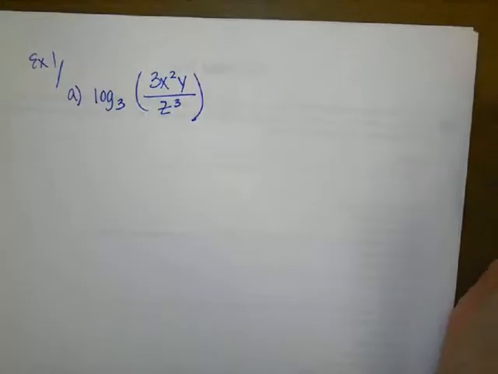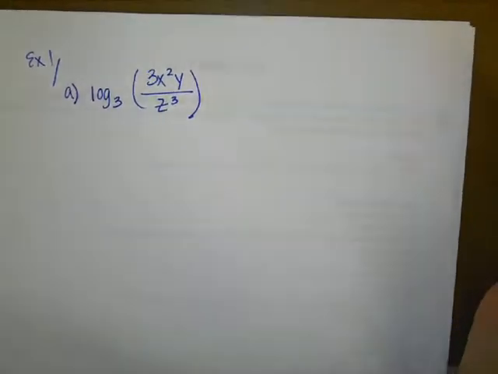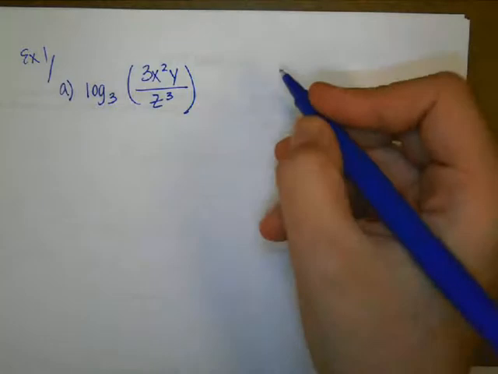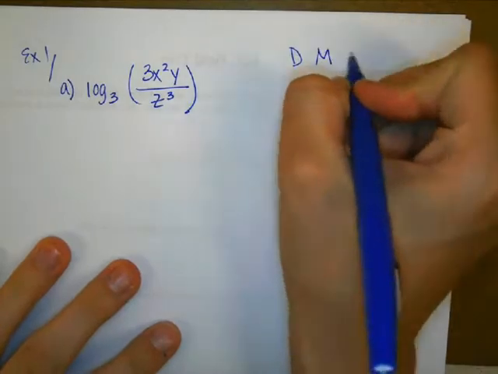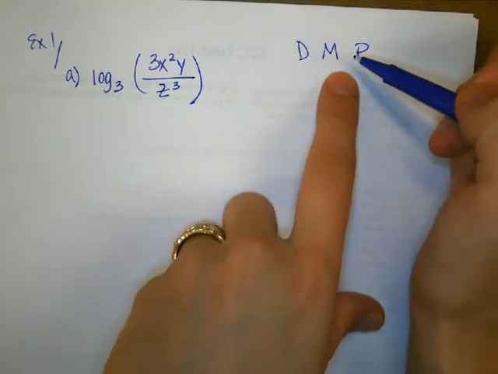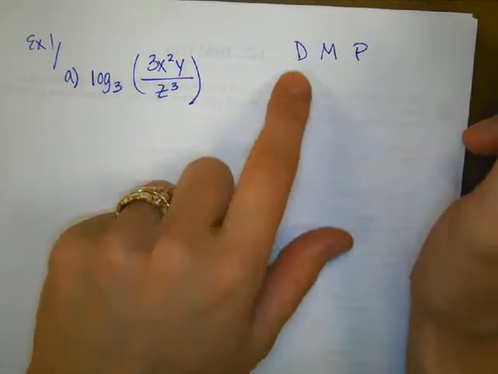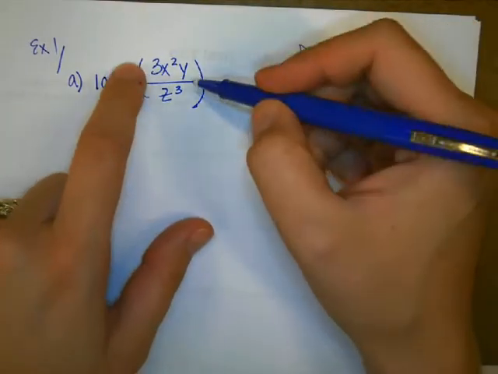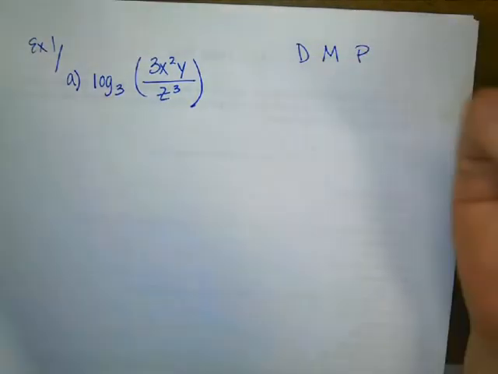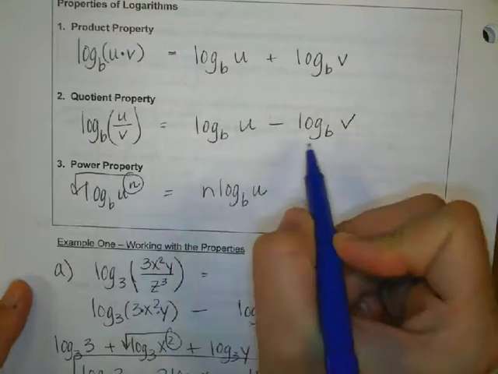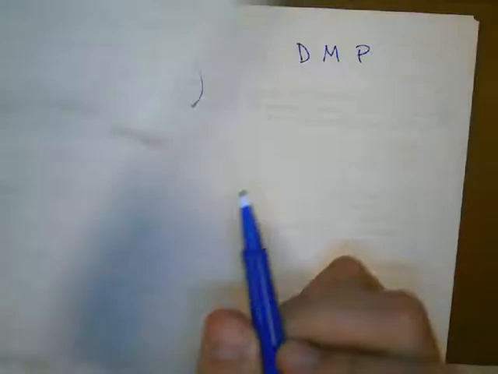And then there is a certain order that you have to follow to make sure that you expand each part of it. So the little acronym that I use is DMP. D stands for division, M stands for multiplication, P stands for power. So the first thing that we're going to do is look for division. We clearly have division between the numerator and the denominator. So we're going to break apart the division by using the quotient property, and we're going to break it into two separate logarithms with a subtraction sign in between.